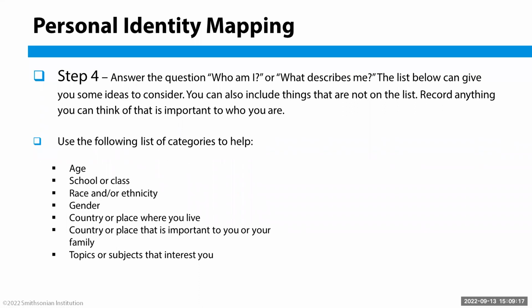We have a list below of a lot of different ideas that you can consider, but you can feel free to add anything that is not on our list. Anything that is important to you can go on your identity map. You might define yourself by your age, your school or your class, your race or ethnicity, your gender, the place where you live, whether that's a town, a state or a province, or a country. Or maybe there's other places or countries that are important to you or your family.